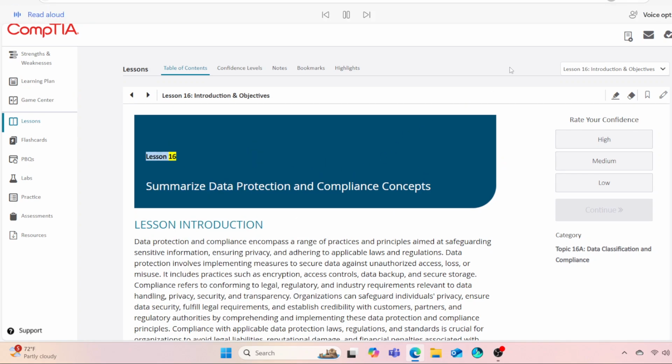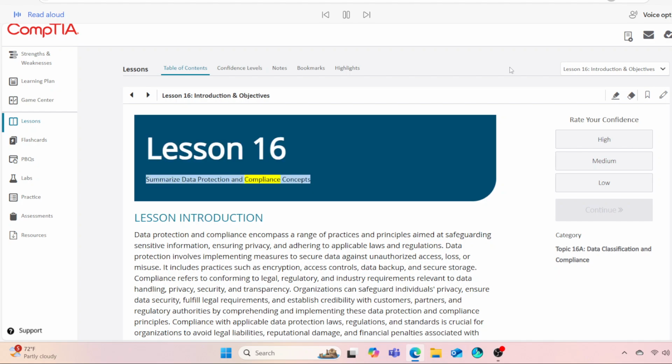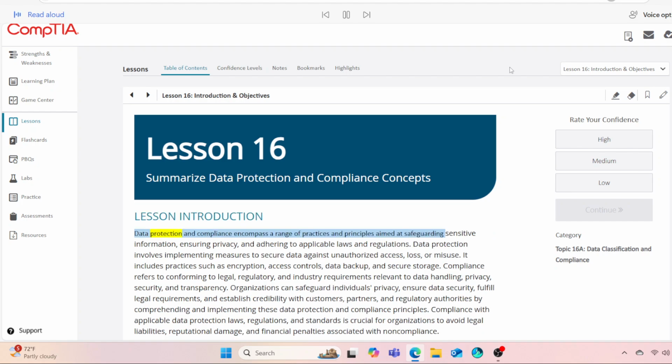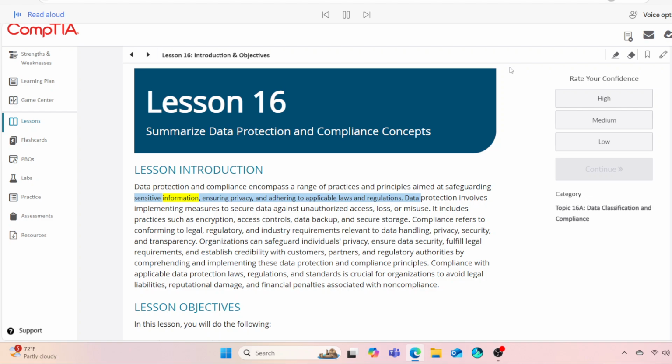Lesson 16. Summarize data protection and compliance concepts. Lesson Introduction. Data protection and compliance encompass a range of practices and principles aimed at safeguarding sensitive information, ensuring privacy, and adhering to applicable laws and regulations.